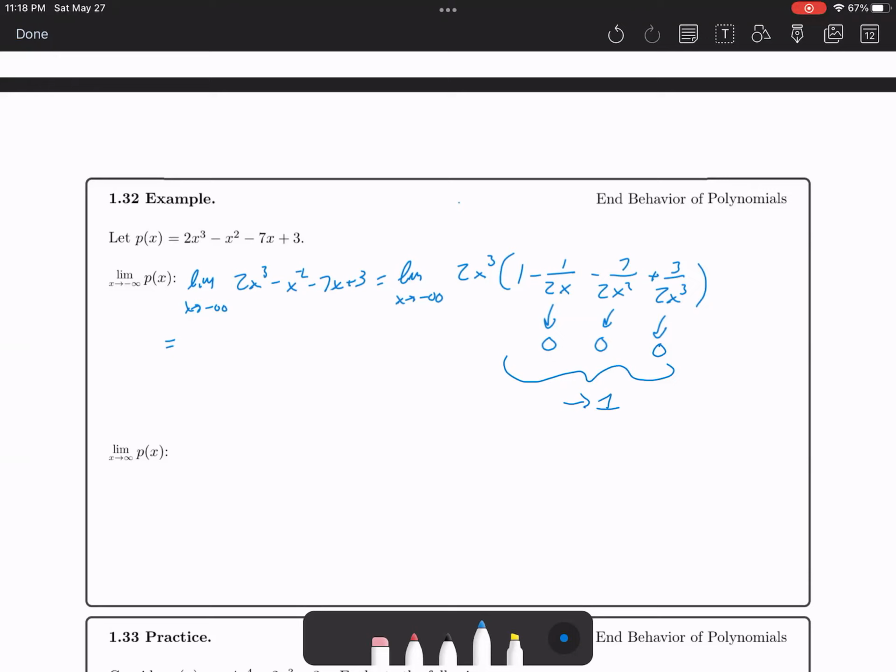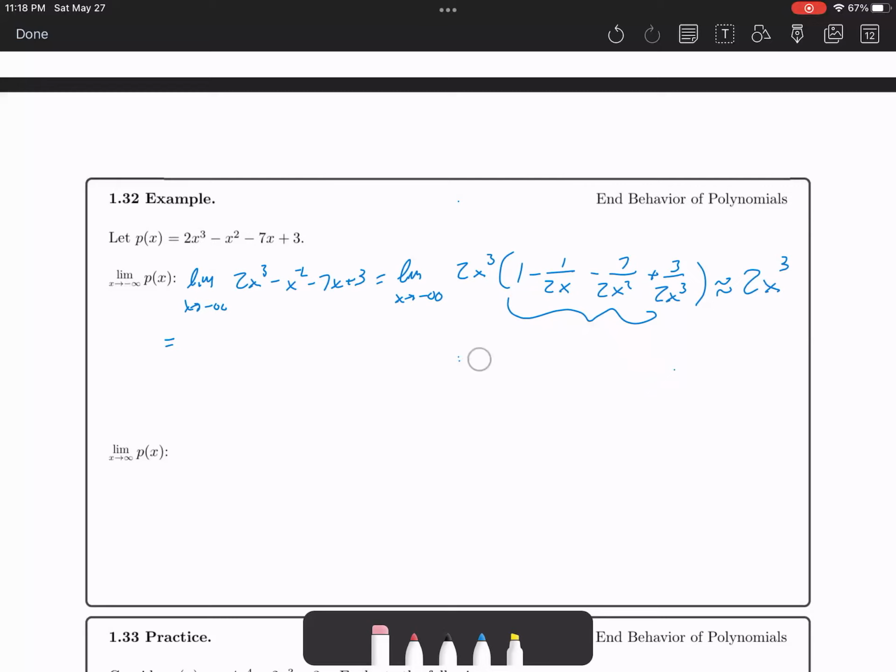So no matter what x value I plug in there, I'm going to get a real number out. And it doesn't get too big. It stays somewhere close to 1. In fact, as x gets larger and larger, this gets closer and closer to 1. So really this function looks like just the 2x cubed function, right? Because this whole parentheses here is just equal to 1. So this is 2x cubed times the 1.